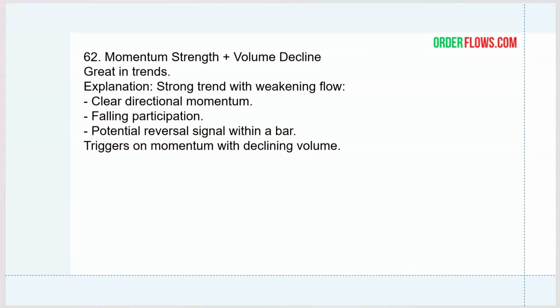All right, number 62 is momentum strength and volume decline. And of course, it's going to be great in trends. Now, again, momentum strength, it doesn't matter how you determine it. For consistency in this course, I'm just using a simple 14-period EMA. And volume decline is the way the order flow is trading at the edge of a bar. So what you have is a strong trend with weakening flow in the bar, clear directional momentum, falling participation, and a potential reversal signal within a bar. This is going to trigger on momentum with the declining volume.